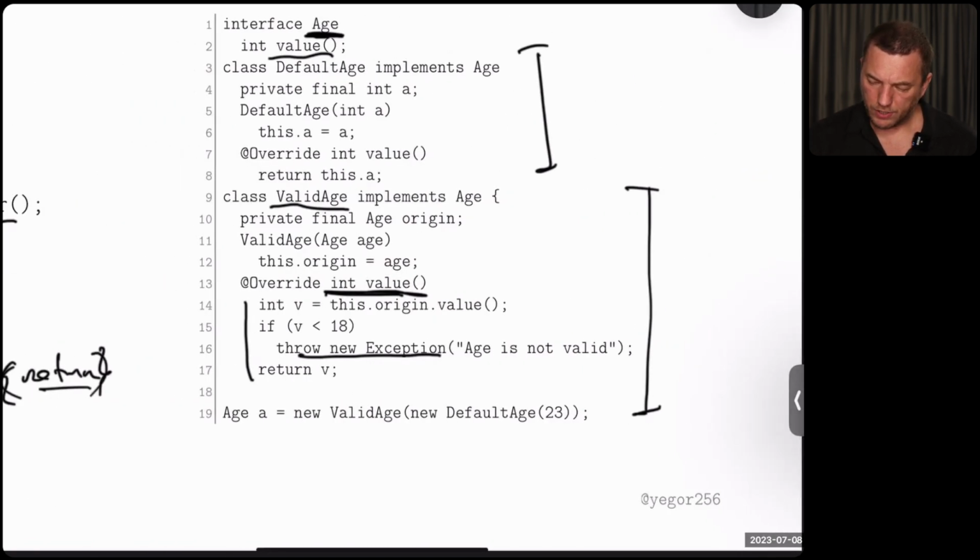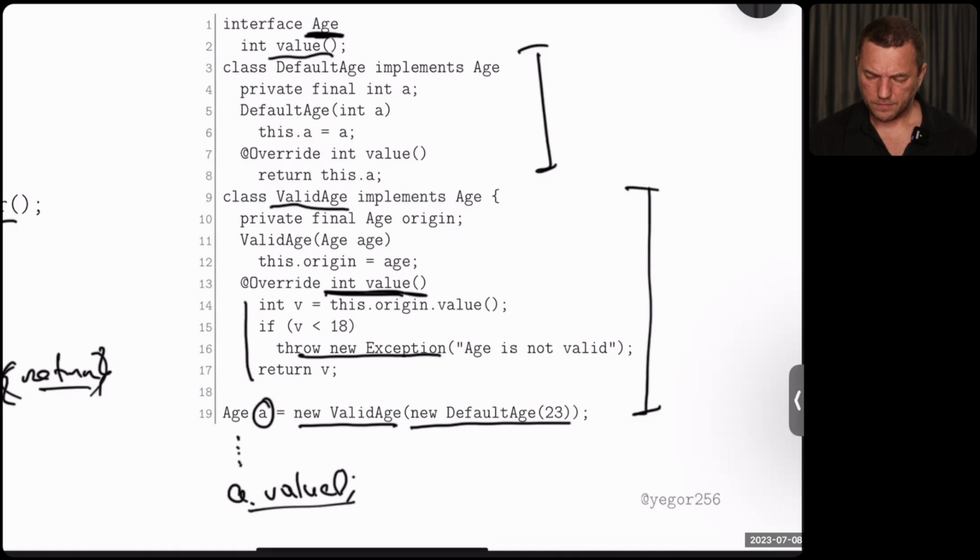Look what we do here. We create new default age. Then we encapsulate it into the valid age and pass this variable around. So the A goes everywhere and then many, many lines of code. And at some point of time, somebody will say, hey, what is your age, by the way? And at this point, boom, the exception will be thrown. Only at this moment, when actually the request will be made, not before.